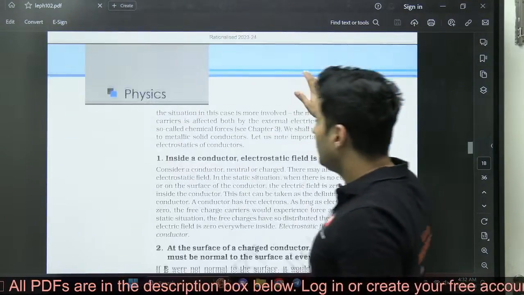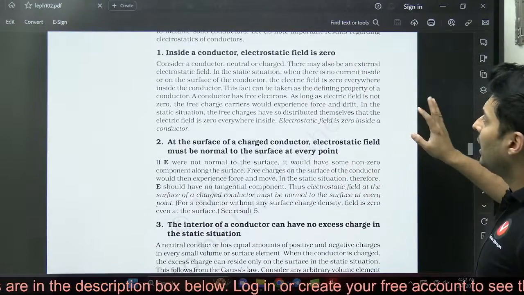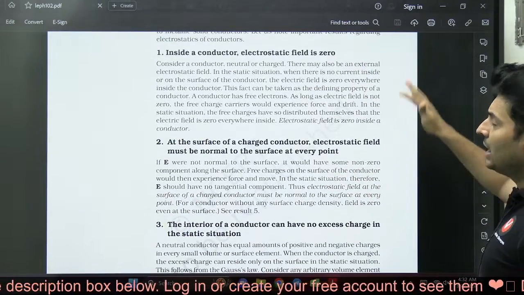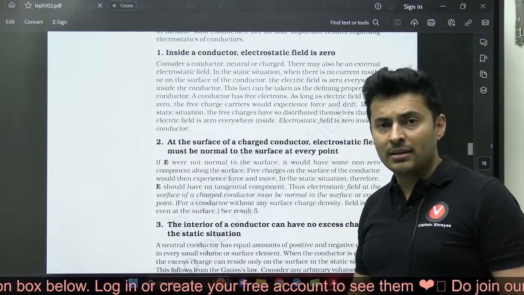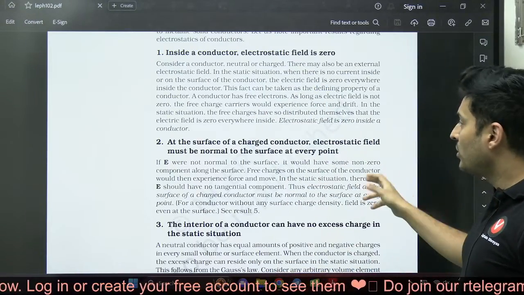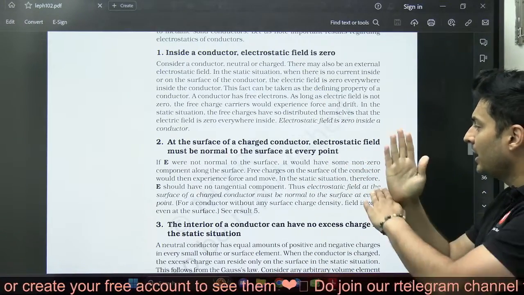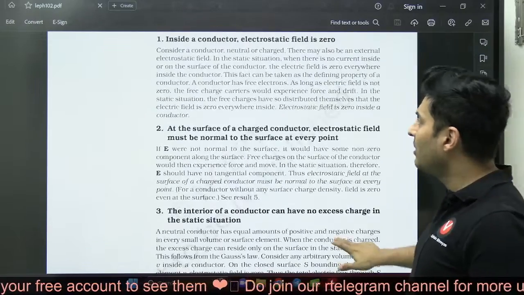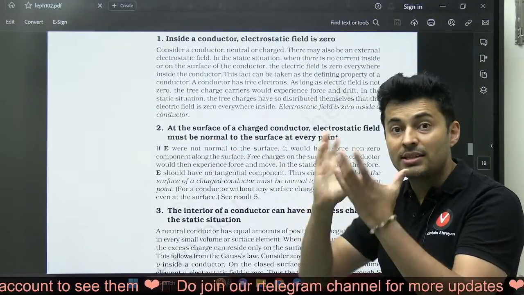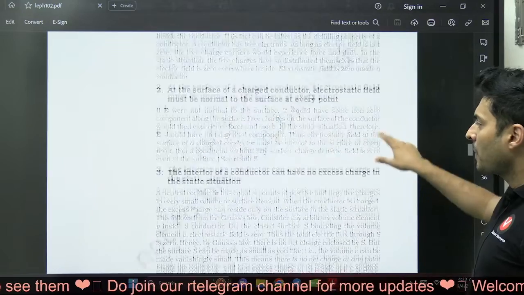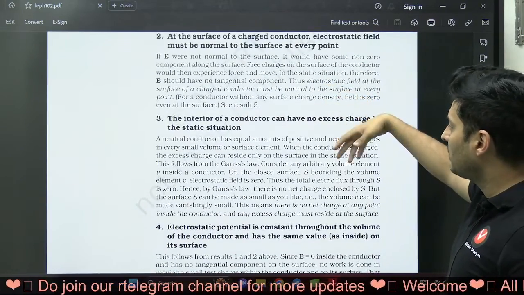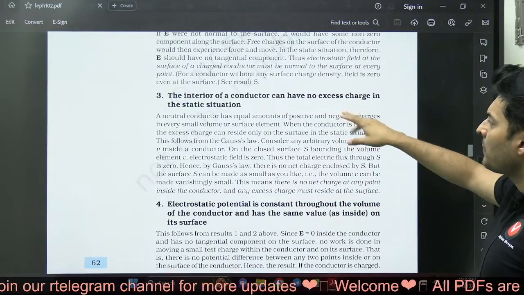Great. Inside a conductor, electrostatic field is 0. This is one of the very important things. No field is there inside. Outside, it is basically perpendicular to the surface, and inside, because the field is zero, the potential is same everywhere. Keep that in mind. Potential is going to be there outside, definitely.